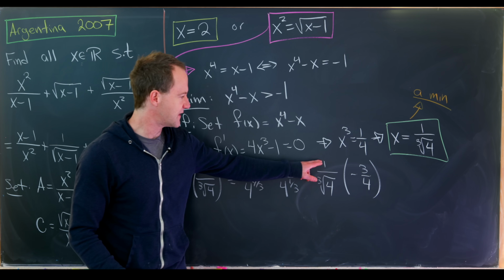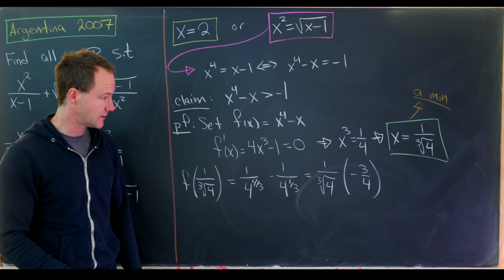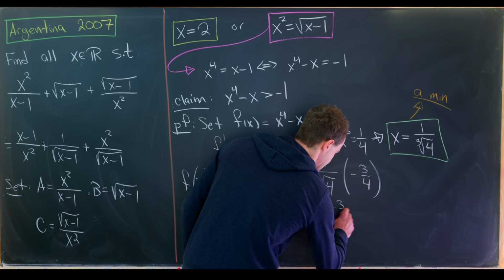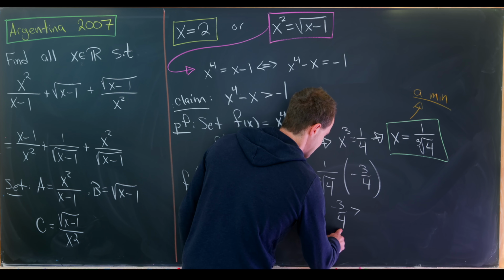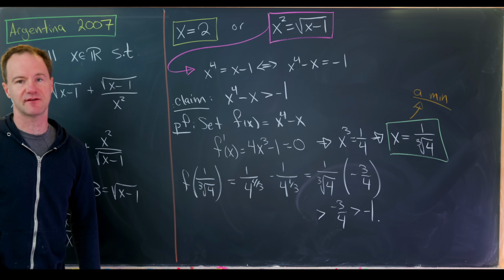But now let's notice that this 1 over the cube root of 4 is less than 1. But that makes this whole thing strictly bigger than negative 3/4, which is strictly bigger than negative 1, which is exactly what we needed to finish off this claim.